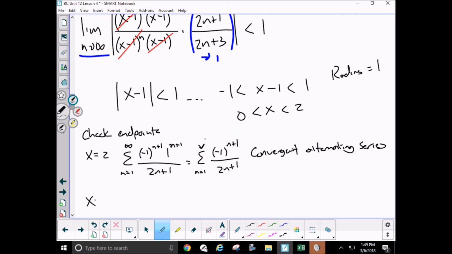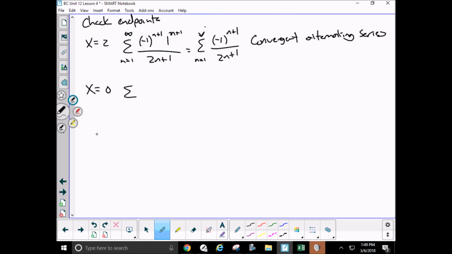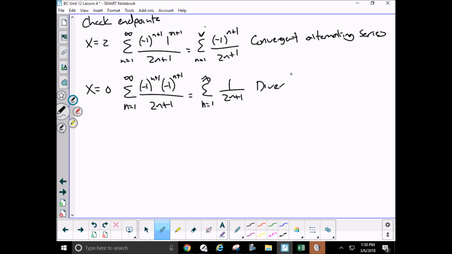If I check x equals 0, we start at 1, go to infinity. Again, we have that negative 1 to the n plus 1. We'd end up having another negative 1 to the n plus 1 over 2n plus 1. Well, these are just negative 1 to the n plus 1 squared. It'll just give us a positive 1. Now this is a divergence. You can do a comparison, a limit comparison with the harmonic.